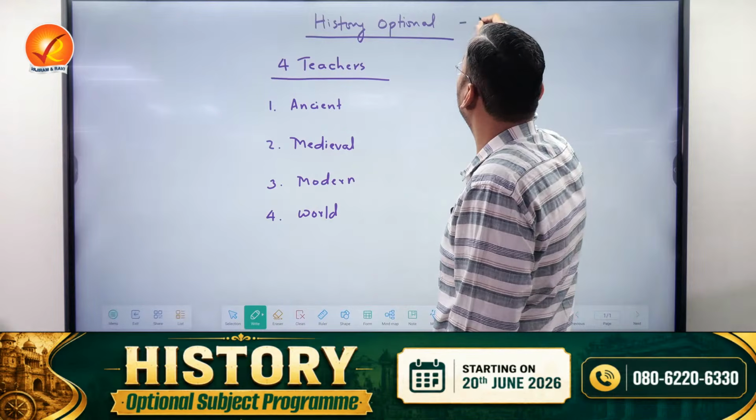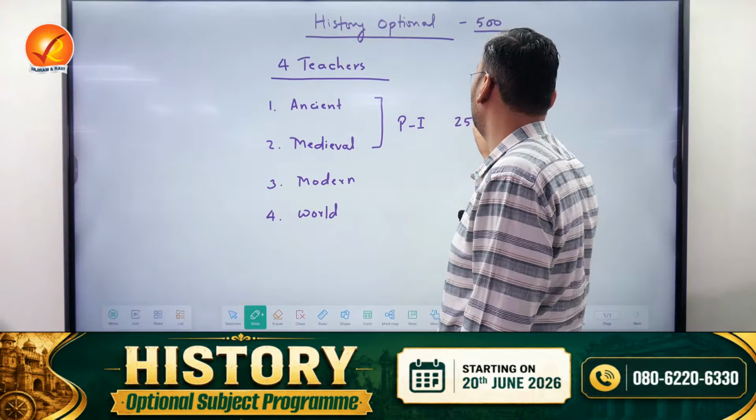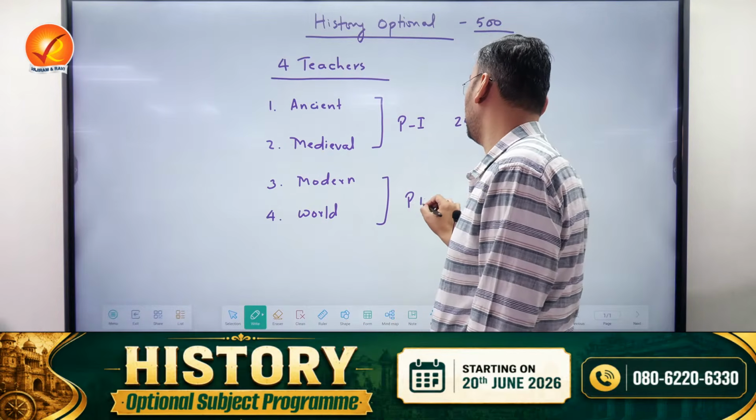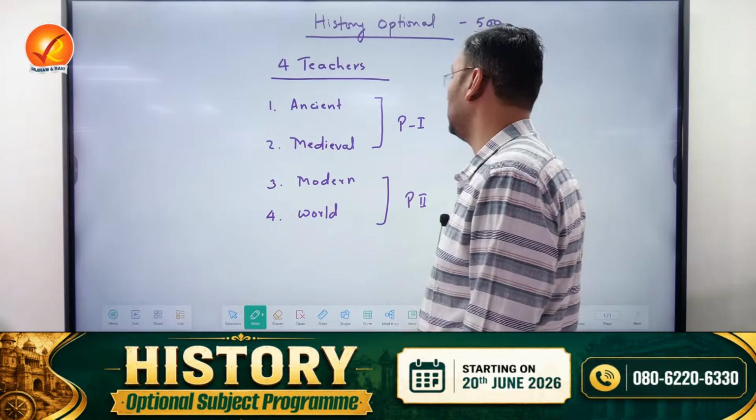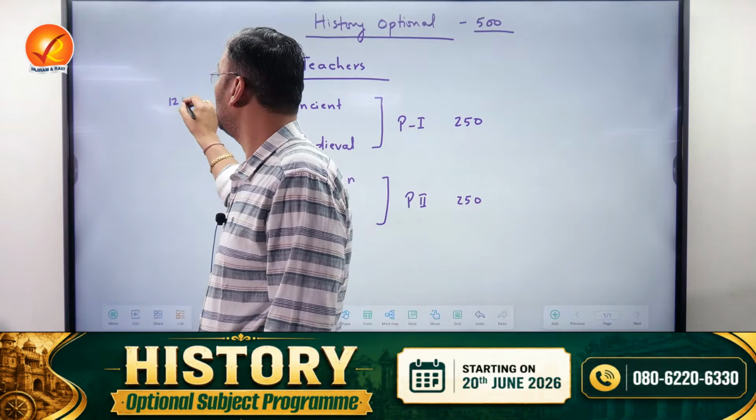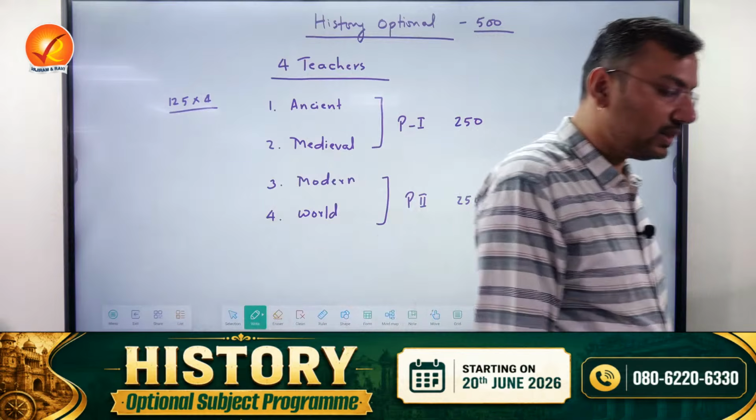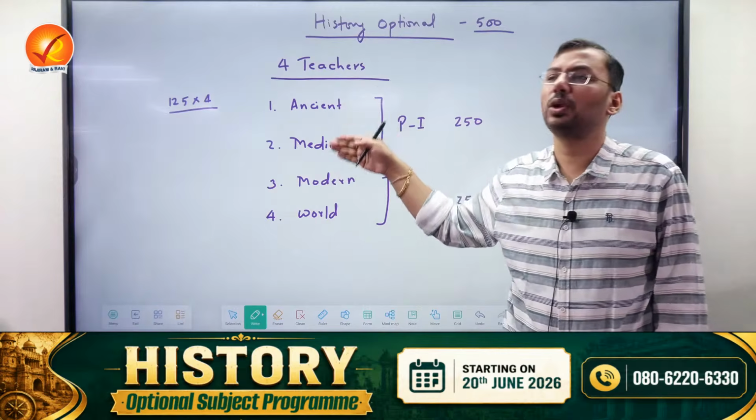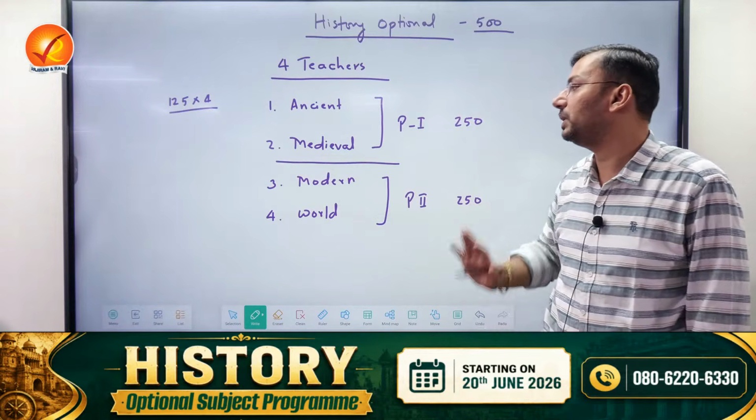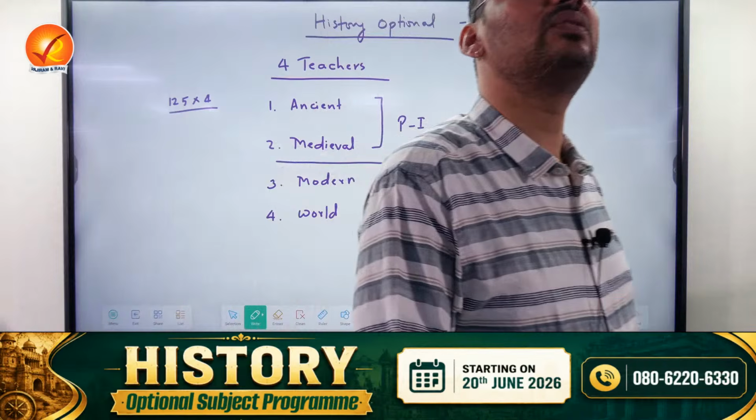Entire optional is of 500 marks. Paper 1, 250. Paper 2, 250 marks. Each portion has around 125 marks into 4. And remember one thing, 1 and 2 portion are combined, so marks could be more and less in mutual. This is paper 1, this is paper 2. So these are the 4 parts of the syllabus which we will discuss.